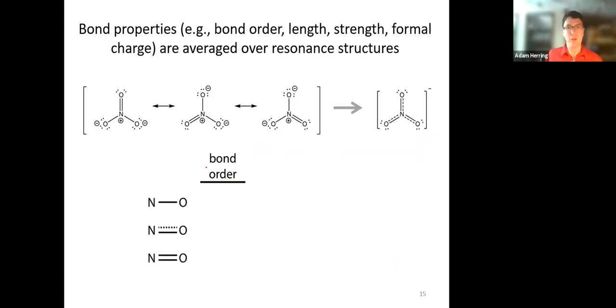Let's take a look at this quantitatively. So if we want to take a look at the bond order of the nitrogen-oxygen bond, a single bond has a bond order of 1. The double bond has a bond order of 2. But what about the bond order of the actual structure? Well, to calculate the bond order, what we want to do is sum together all of the bond orders for the two elements in question and divide by the number of resonance structures.